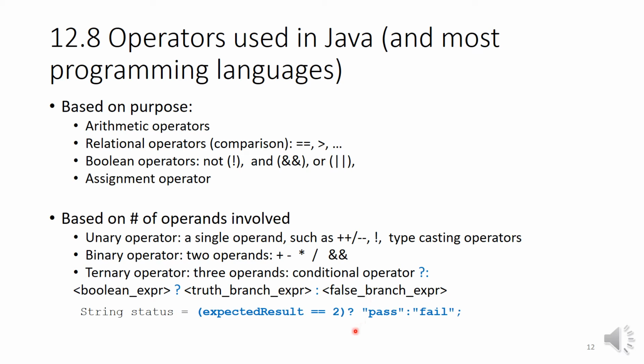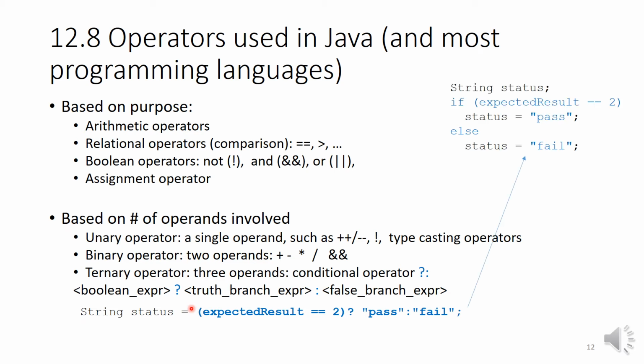Here is an example. It reads, if expected result is 2, the result of this operator is pass. Otherwise, the result of this operator is fail. The result of this operator is then assigned to the status string on the left-hand side. Such a statement is equivalent to this block of code.